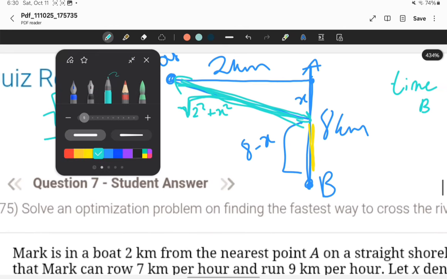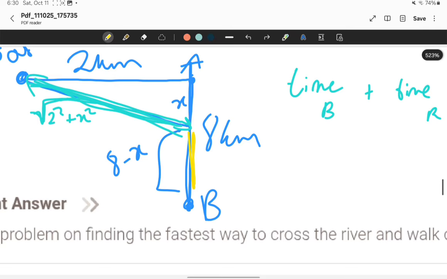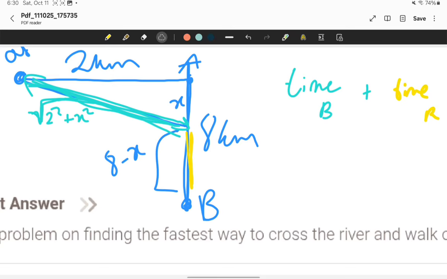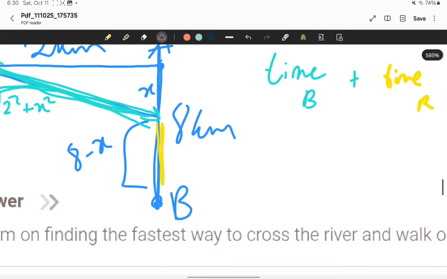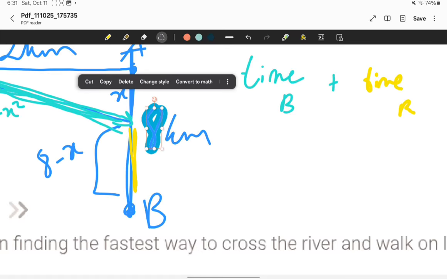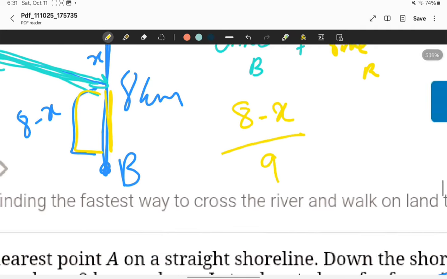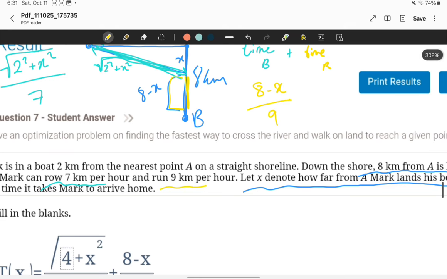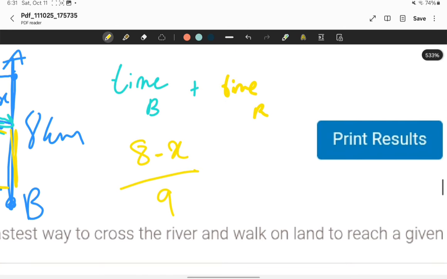Now we'll calculate the time running. The time running is the distance spent running over the speed running. The distance we're running is going to be this part here, which we said was 8 minus x, over the speed running, which was 9 kilometers per hour. So 8 minus x over 9 is our time running.